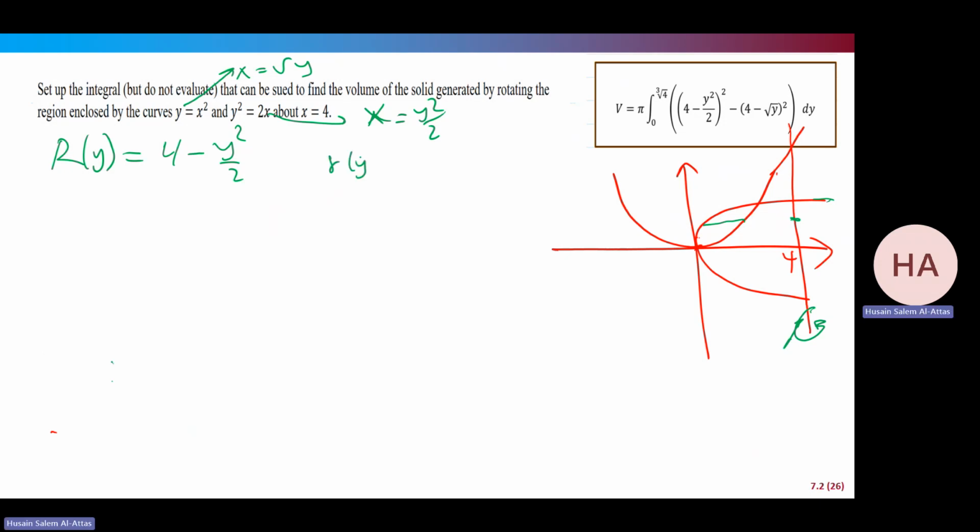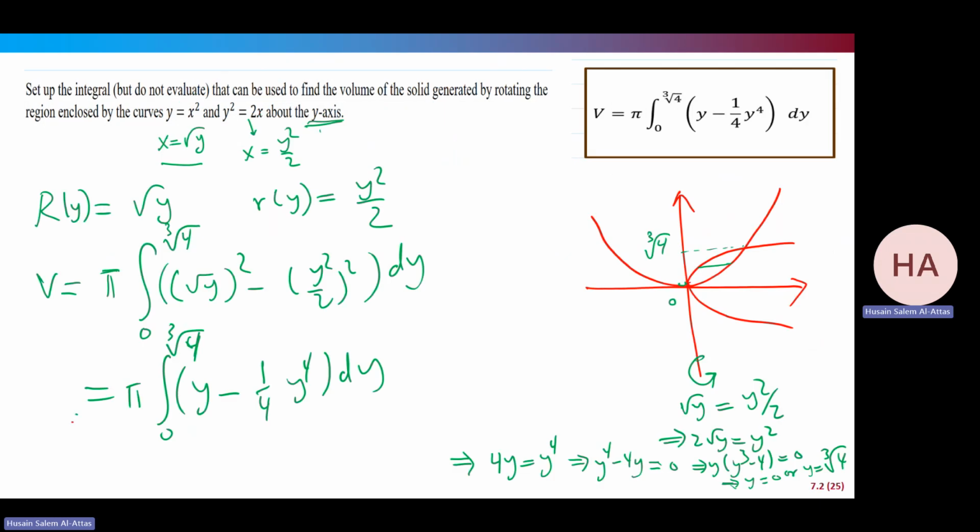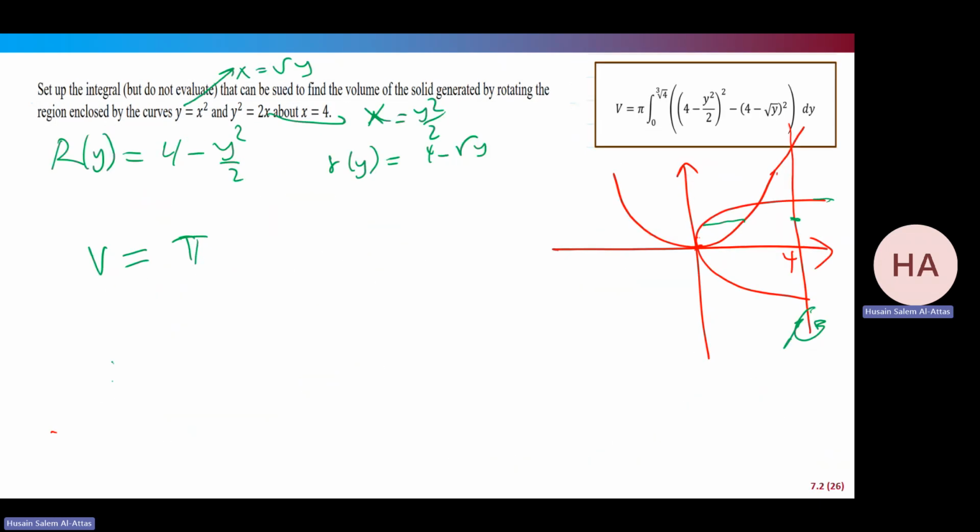What will be the small r? It will be 4 minus square root of y. Okay. The volume, it's the y values. The same thing, we did the point of intersection before. So it will be from 0 to cube root of 4, the outer squared minus the inner squared dy. And that is the answer.